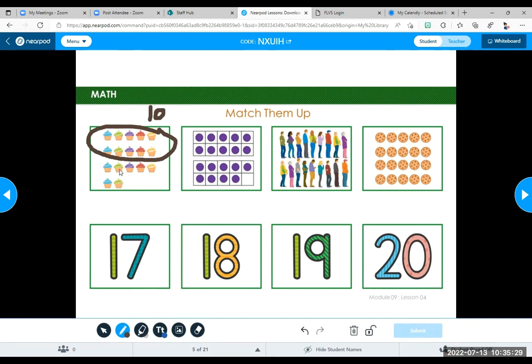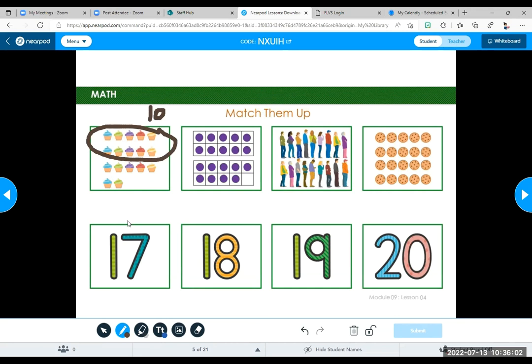11, 12, 13, 14, 15, 16, 17. Can you say 17? Okay. Repite, 17. Yes, yes, yes. Good work. So that's 10. I'm sorry, 7 más. 10 and 7 more makes 17.